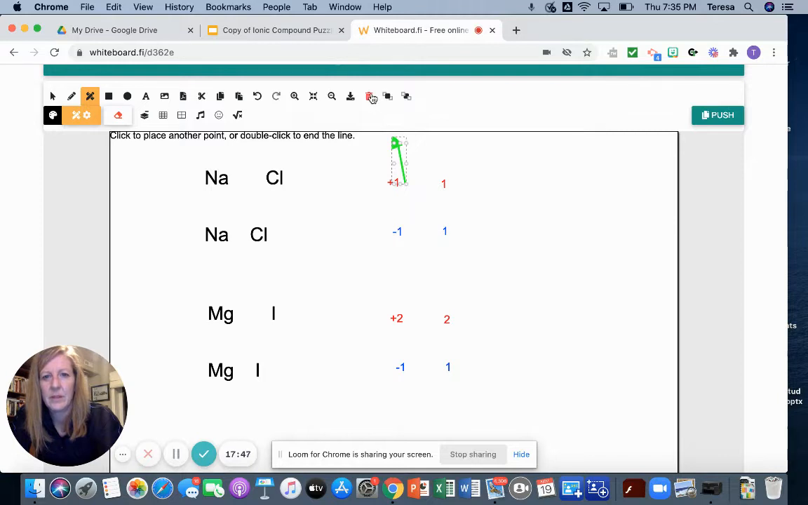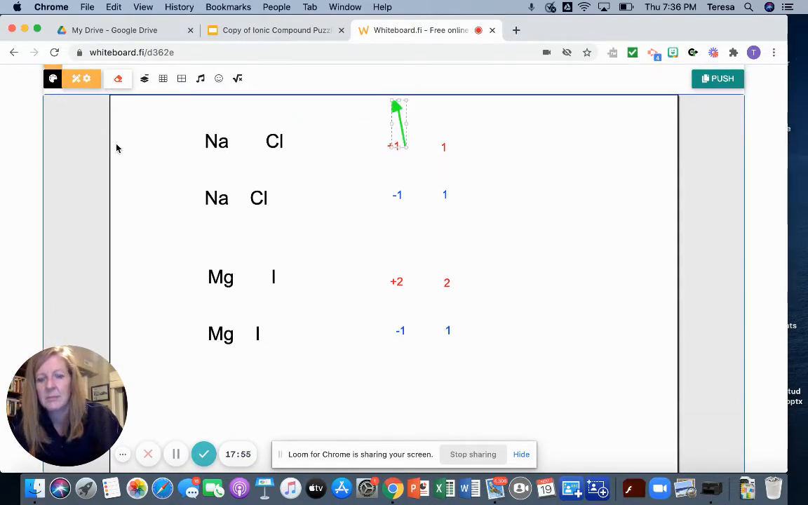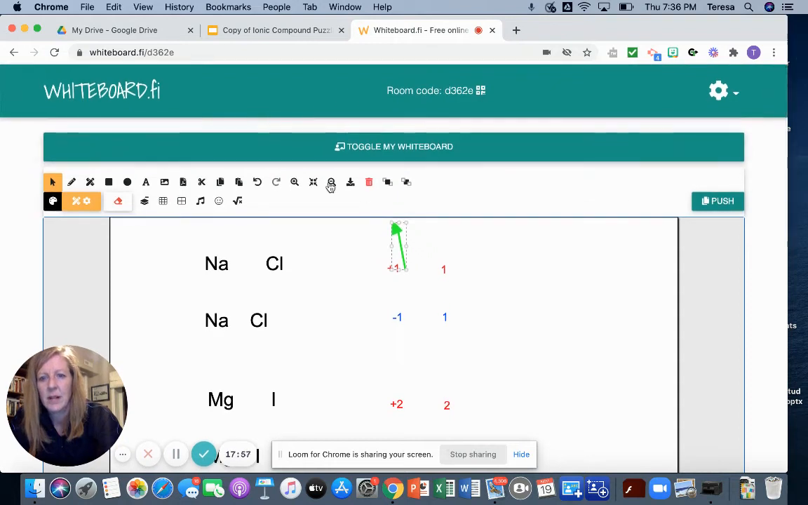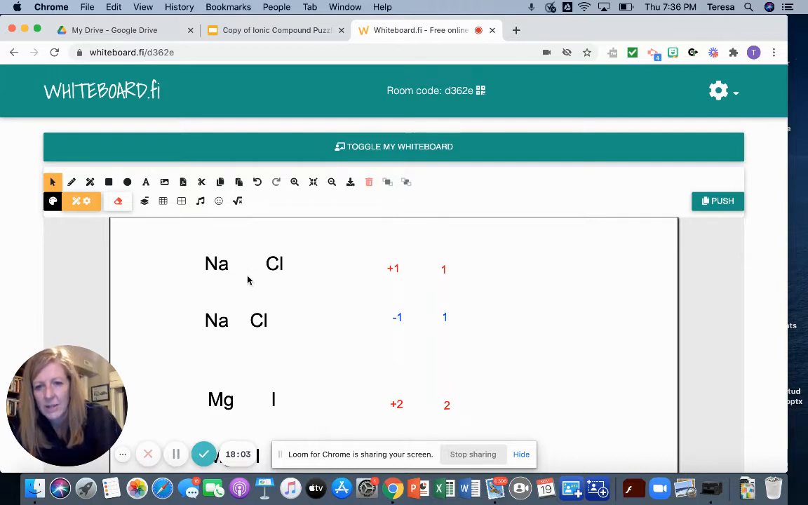Nope. Okay, I'm really scared. What if I hit delete here? Delete object. Okay. Why did it come back, people? Why did it come back? Okay, delete. Okay, so I've got sodium and chlorine.